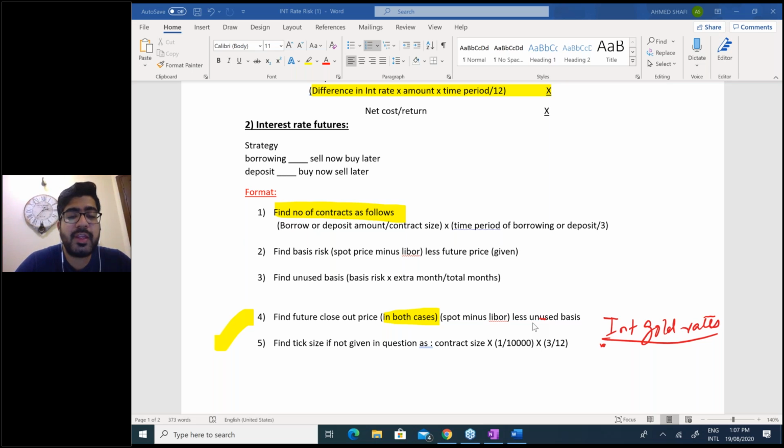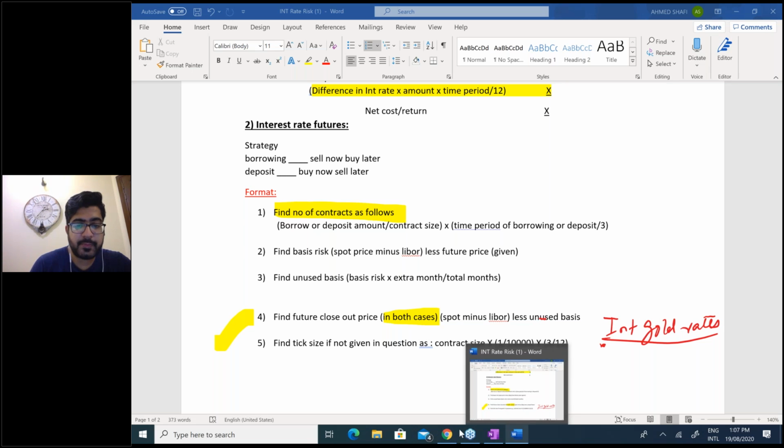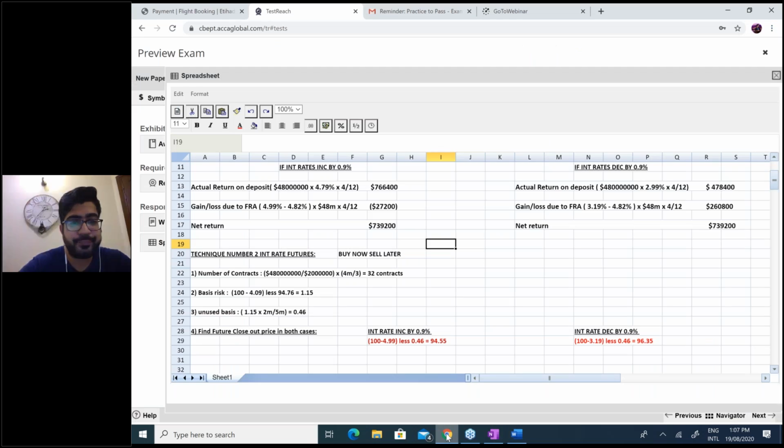How did we get it? We calculated that in step 3. In step 3, you calculated unused basis. So it's spot minus LIBOR less 0.46. No, you are wrong here, dear. That's not how it works. Total months: today's date is 1st November, and we took the future of 30th March, so you can count it's 5 months. 0.46 is right in the third step, the unused basis.